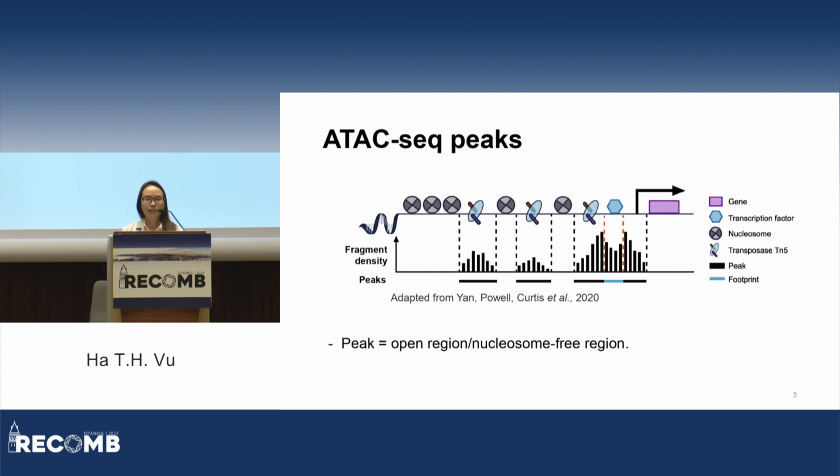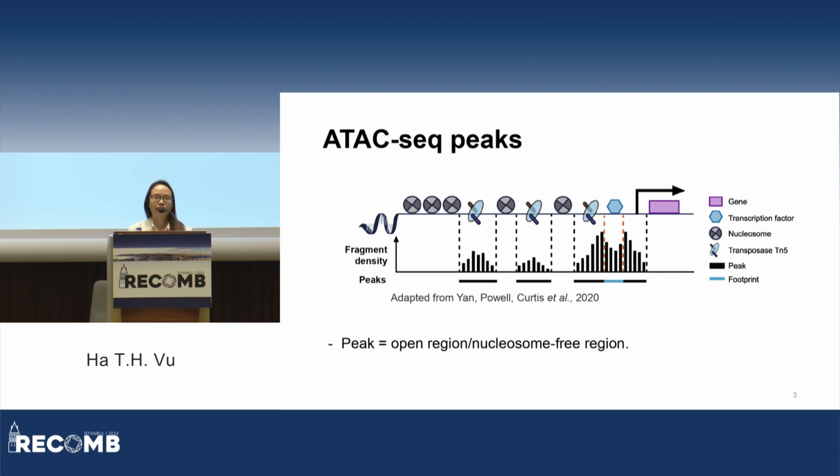The first one is MACS2. MACS is probably the most popular peak calling tool out there right now. It was originally developed for ChIP-seq data. It counts reads with sliding windows and then tries to model the read counts with a Poisson distribution.